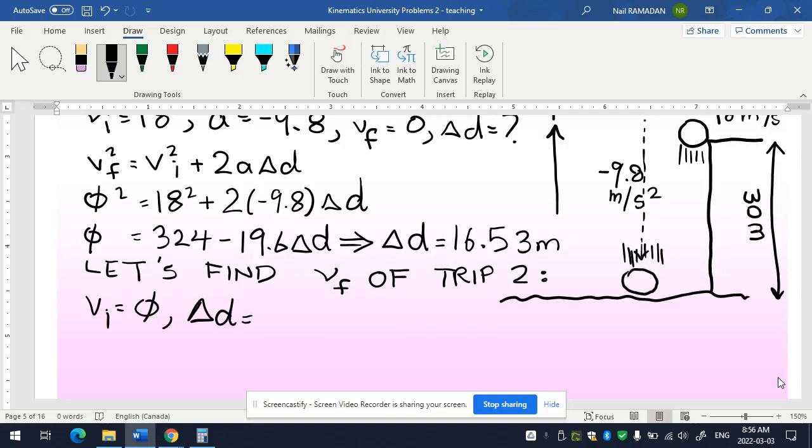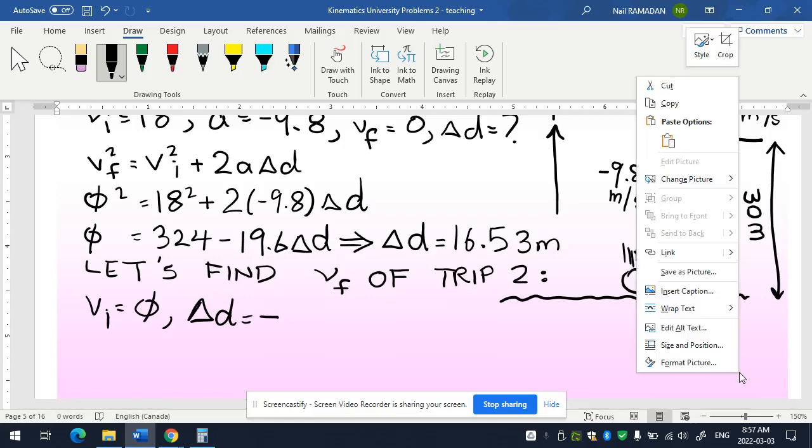Okay, I have a question for you now. Which way is it moving in trip 2? Down. We just said that anything pointing down should be given what sign? Nice. Yes. Otherwise, you're not going to get the right answer for the final speed. Okay, everyone? Again, just because it's moving down, that means it has to be given what sign? Negative. Yes. So this has to be negative how much? So what's 30 plus 16.53? Well, 46 point.